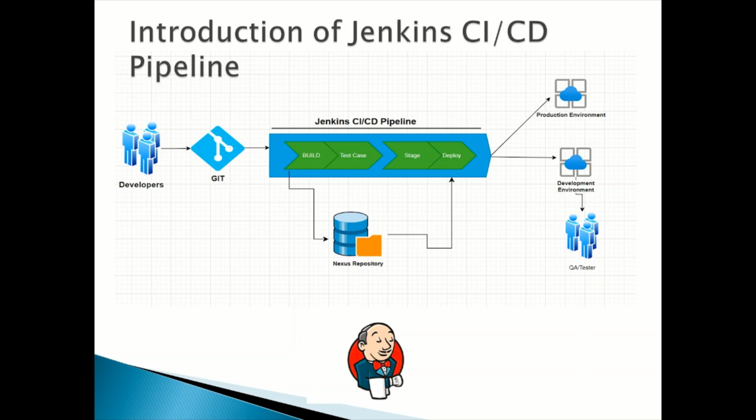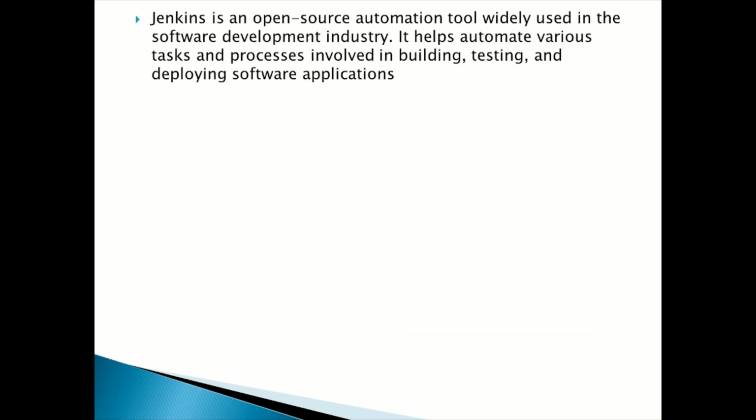So before jumping to the diagram and understanding the process, let's see the definition of Jenkins. Jenkins is an open source automation tool widely used in the software development industry. It helps automate various tasks and processes involved in building, testing, and deploying software applications.